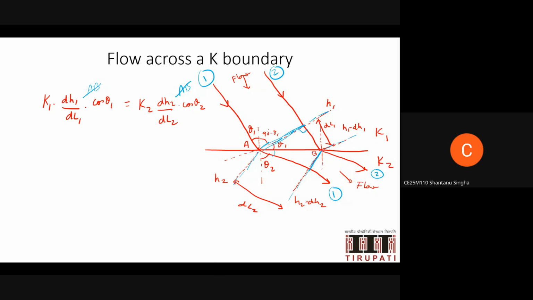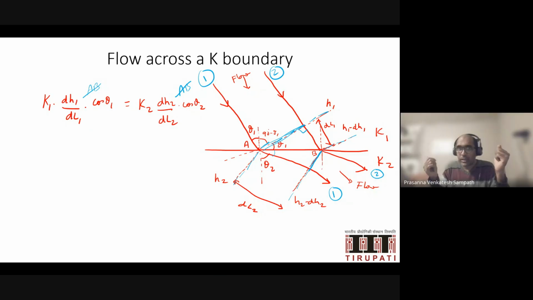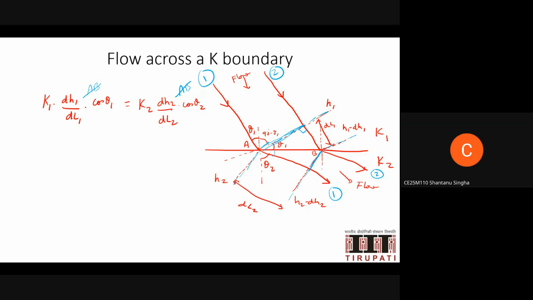The video is lagging. That's okay, but the question is still the same. H1 and H2 are both meeting at a point, which is the junction between the two zones K1 and K2, right? So can we say that H1 and H2 will be one and the same? Yes, sir.